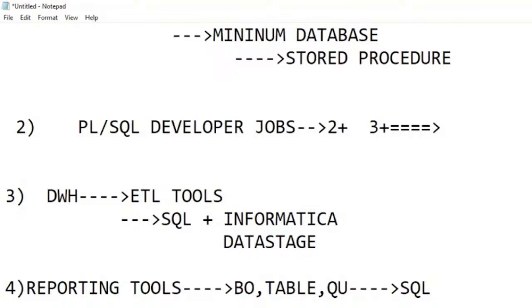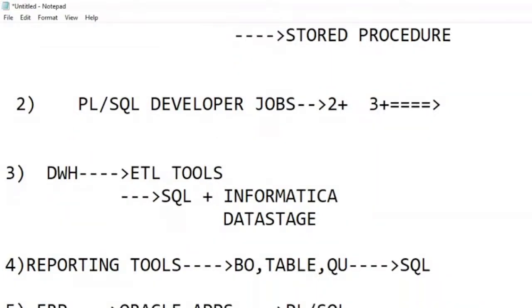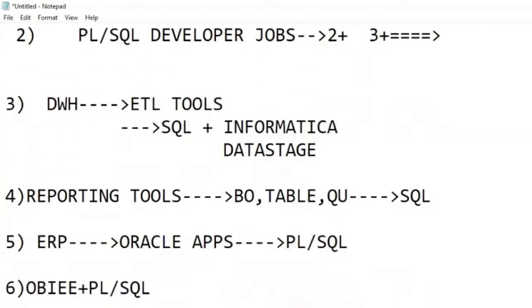Again, suppose some programmers are interested on the ERP side, Oracle Apps. Oracle Apps is an ERP, same like SAP. Oracle Applications 11i is there. These persons need very good knowledge of PL/SQL, so they are also learning these courses. Again, OBI programmers are there. OBI is a product where jobs come with PL/SQL, so those persons are also learning these courses.